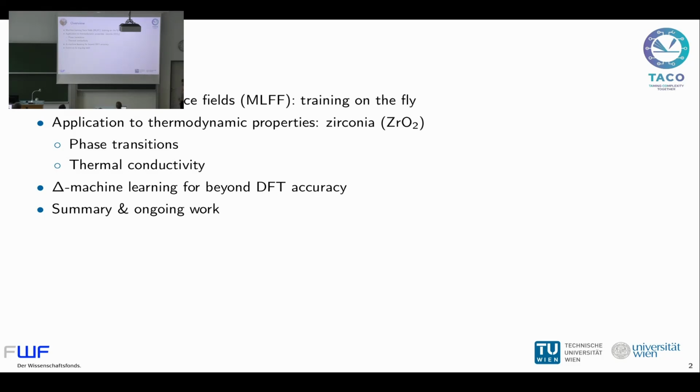Then we'll talk about the application to thermodynamic properties in Zirconia. And then I'll talk about a specific goal of our sub-project, which is delta machine learning for beyond DFT accuracy. And you already heard a great introduction, actually, to this in the talk of Anatol von Lilienfeld. And finally, a bit of summary and ongoing work.